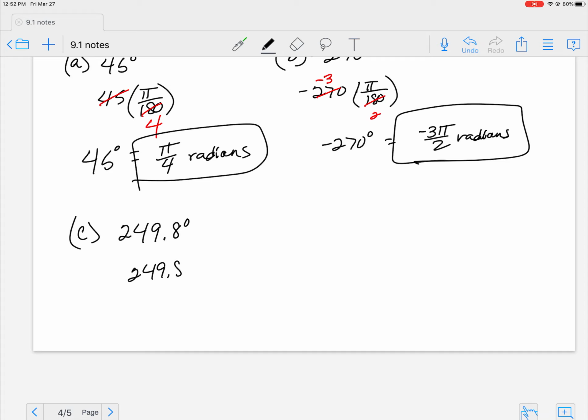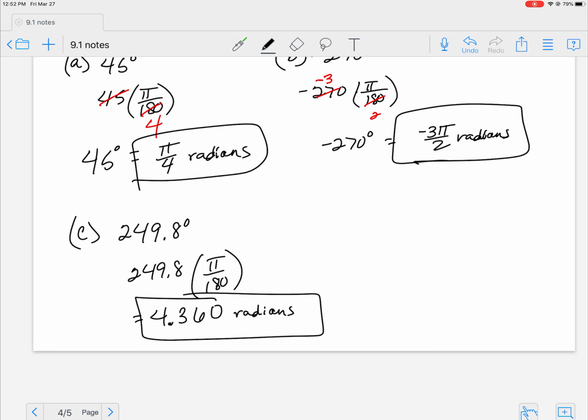It doesn't matter. If I want to take 249.8 degrees, then you're going to take 249.8 times pi over 180. We can't do this one in your head so much, so you're just going to have to plug that in. When you plug that into your calculator, use the actual pi symbol. We're going to round this one to the nearest thousandth. So we're just going to end up getting 4.360. Just plug that into your calculator.